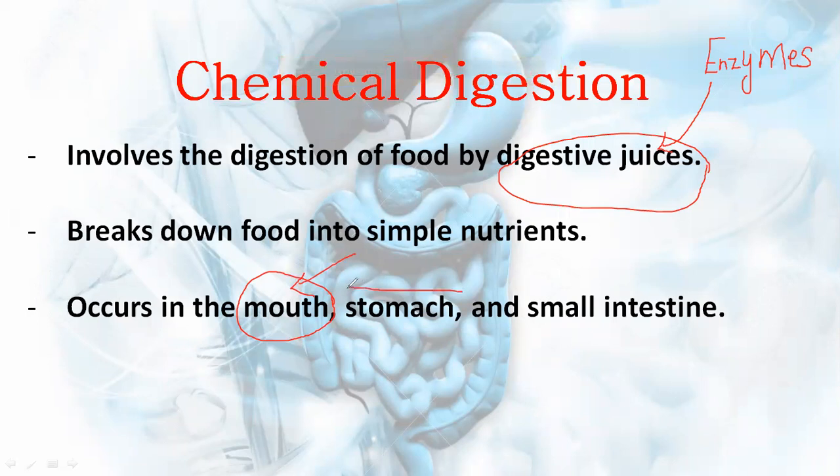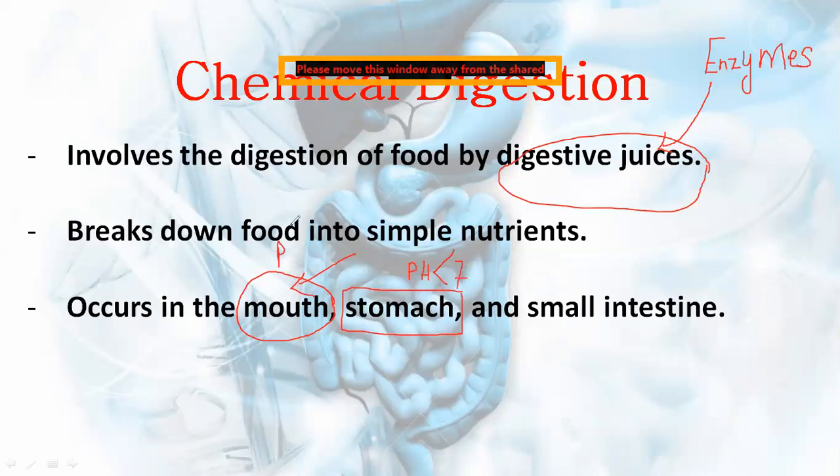At the level of the stomach, what do we have? We have the enzyme pepsin. Pepsin is found in which juice? The gastric juice. And it works on protein to give peptide. The medium is acidic, meaning that the pH here is less than 7.